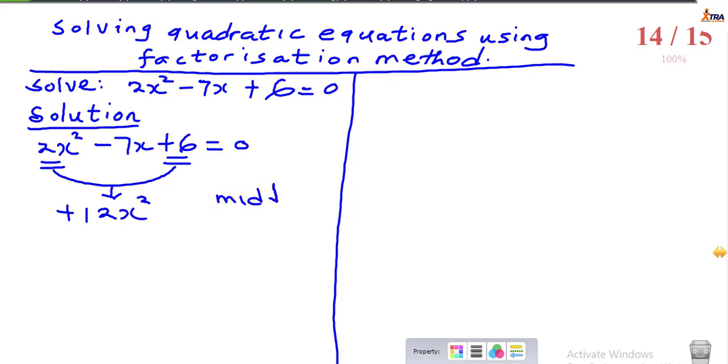Then we have the middle term, which is minus 7x. So we are looking for two terms expressed in x that will give us plus 12x squared as their product, and when we add them together, or find their sum, it will give minus 7x. Let's try to do that by following this pattern.